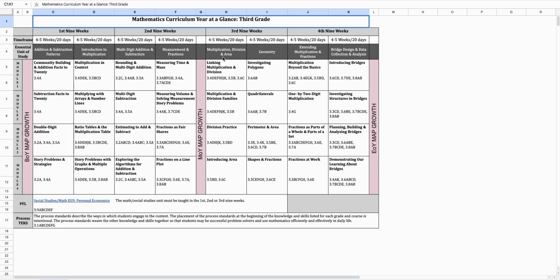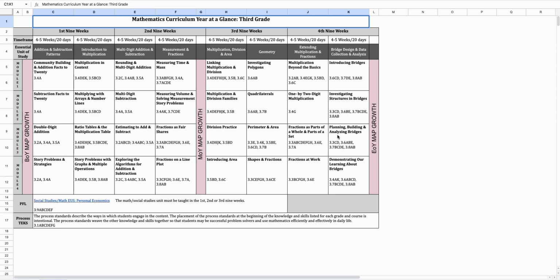Linking multiplication and division will be there. So we will start doing multiplication and division, then multiplication and division families, then division practice, then introducing area. So we finally tell you what area is. Then we will start doing shapes, perimeter, area, and fractions, kind of in our geometry unit. Then extending multiplication, so we start doing more complicated multiplication, for example multiplying beyond the basics, 1 by 2 digit multiplication, fractions as parts and wholes. Fractions at work.